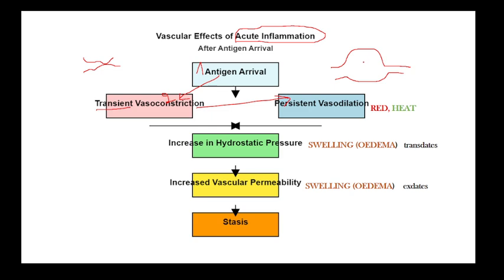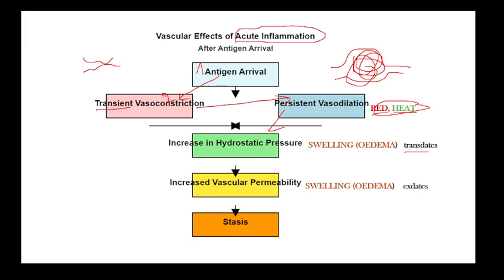After this, there is accumulation of blood in this area. Accumulation of blood will cause this tissue to become red in color, because blood is red, and also increases heat. Those are two characteristics of acute inflammation. Next, after this vasodilation, there is water in the blood, so there is an increase of hydrostatic pressure. Hydrostatic pressure will cause edema, another characteristic of acute inflammation, which we call transudate.